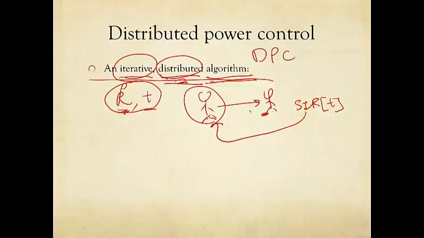Because what you'd be doing is to say, all right, I've got a target SIR, gamma i. That's fixed. It doesn't vary over time. And then I've got my current received SIR, which varies over time because I change my power and others change their powers. I look at a ratio: gamma i divided by SIR at time t.